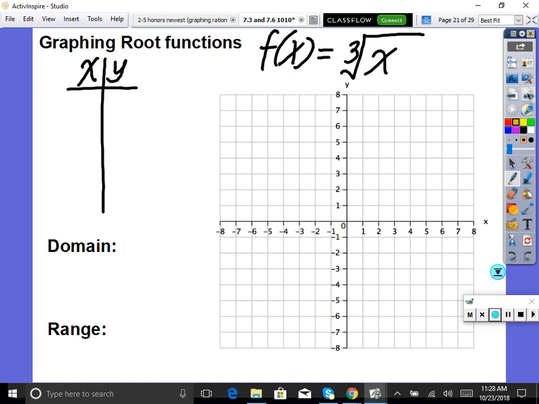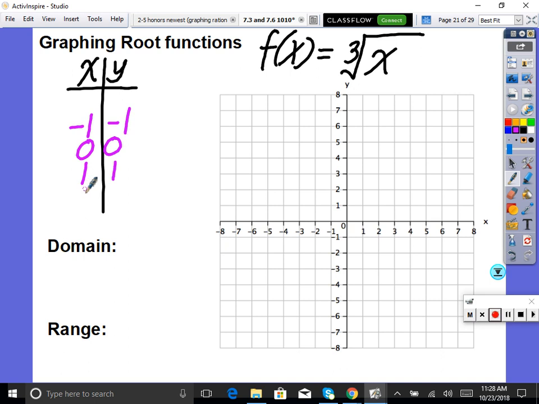Cube roots are very different than even roots, like square roots. Cube roots, we can plug in positives and negatives. There aren't restrictions on cube roots, if you can remember. Can I plug in 0? I get 0. Can I plug in 1? Cube root of 1 is 1. Can I do the cube root of negative 1? Yes, it's negative 1. Cube root of 2 is a decimal.